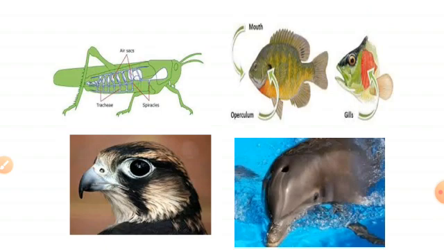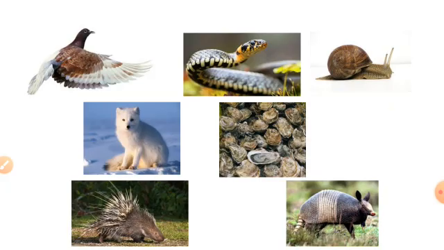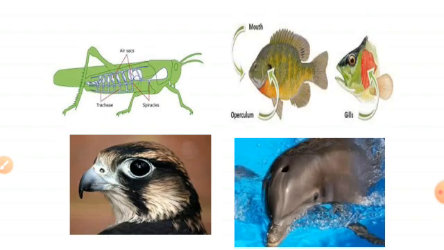Breathing in reptiles. A lot of reptiles live on land, but some of them also live in water. They breathe through lungs, and crocodiles do not have gills, so they breathe by raising their head above the water surface. Breathing in birds. Birds breathe through lungs. They have body holes known as nares on both sides.